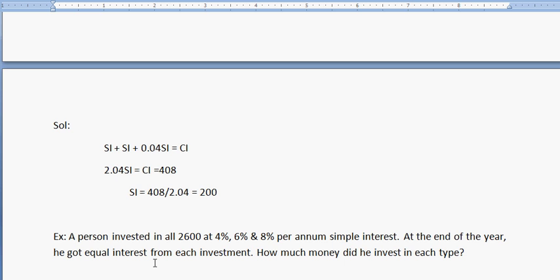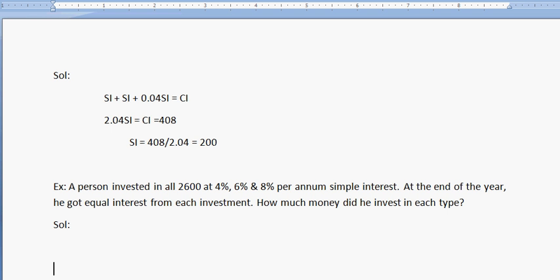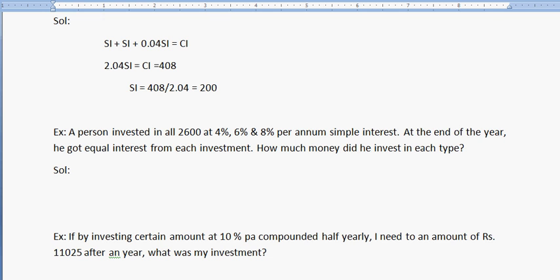Let's go to question 3, which says a person invests in all rupees 2600 at 4, 6 and 8% per annum simple interest. At the end of the year, he got equal interest from each of the investments. How much money did he invest in each type? Again, 1.5 minutes to do this question. So try and solve it, and then we'll do it together.